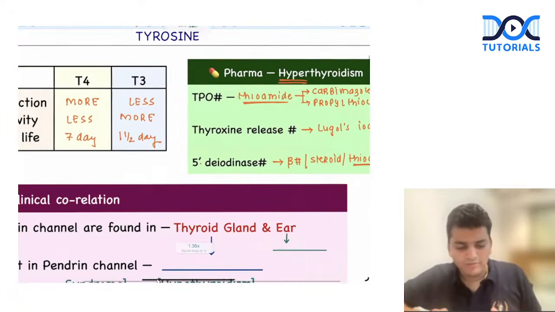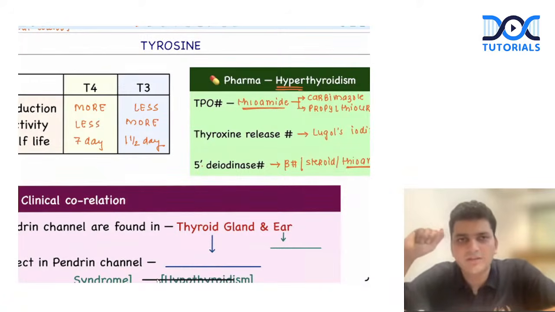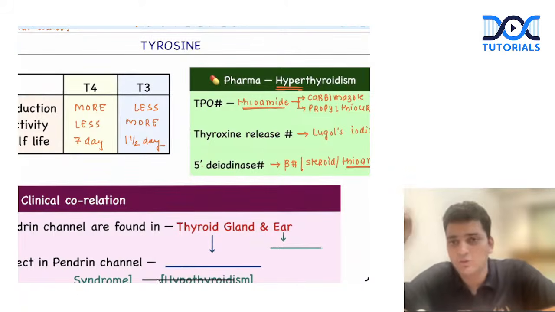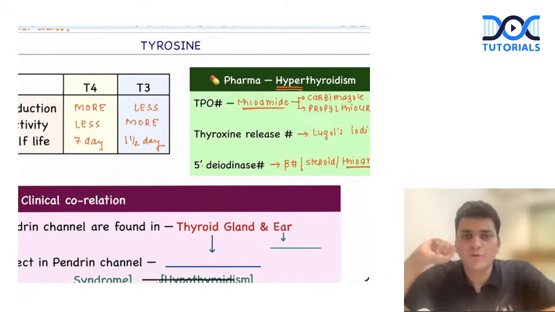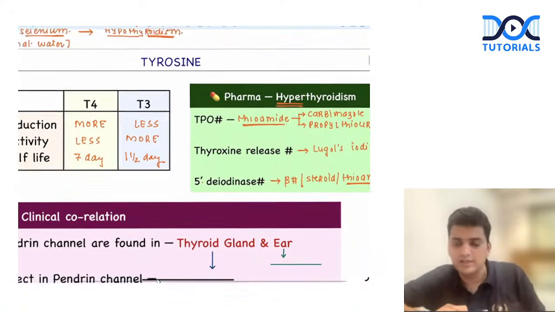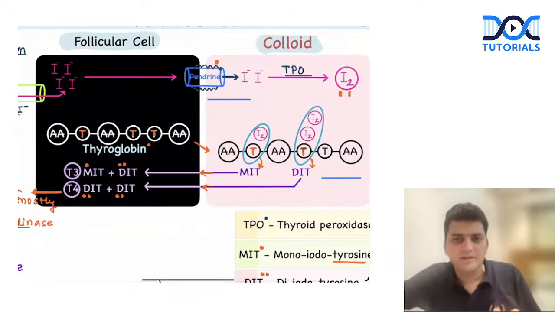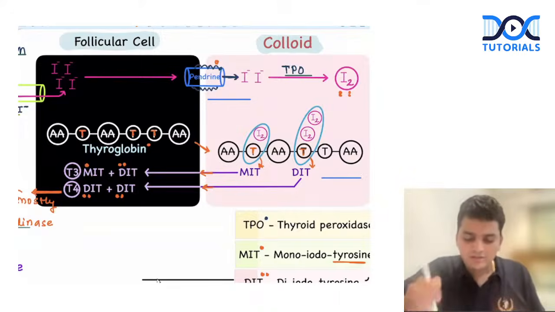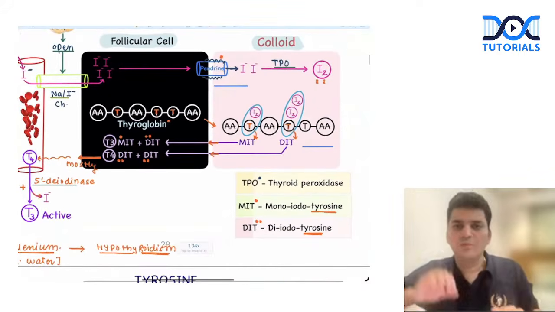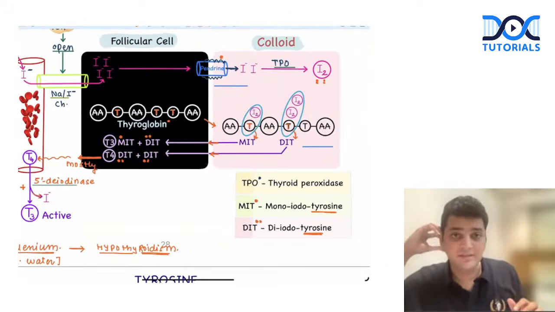The last point before the break, during the thyroid hormone synthesis, there was one protein which was pumping the iodine from the follicular cell to the colloid. If you remember that, what was the name of that protein who was pumping the iodine from the follicular cell? Yes, from the follicular cell to the colloid, the iodines were going via the pendrin channels. These pendrin proteins are found in two places in our body. One is the thyroid gland to make the thyroid hormone, and second is in the ear.